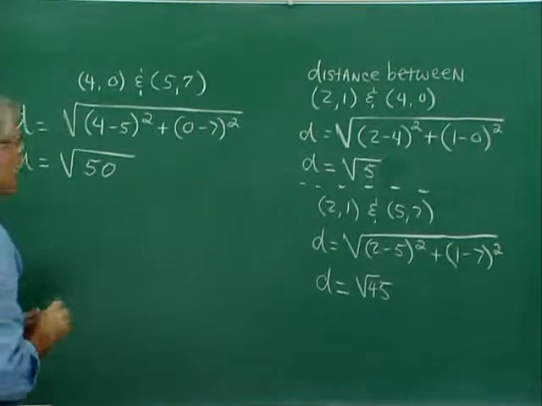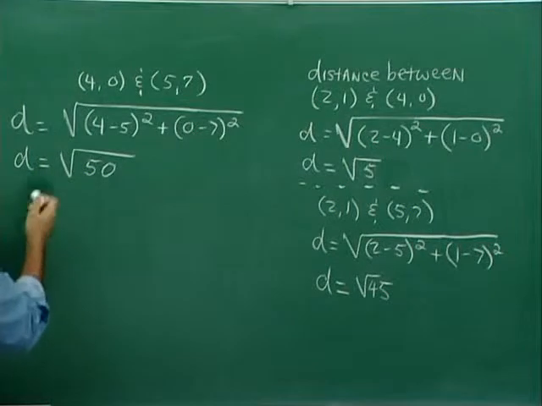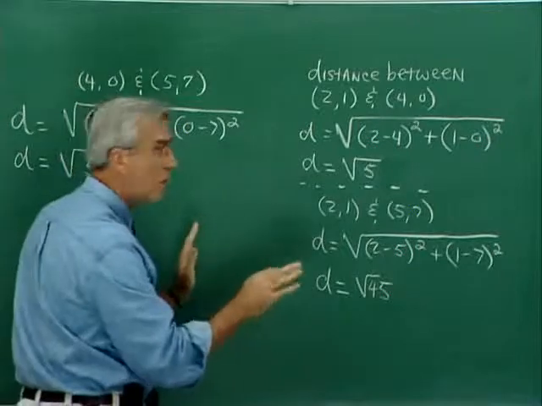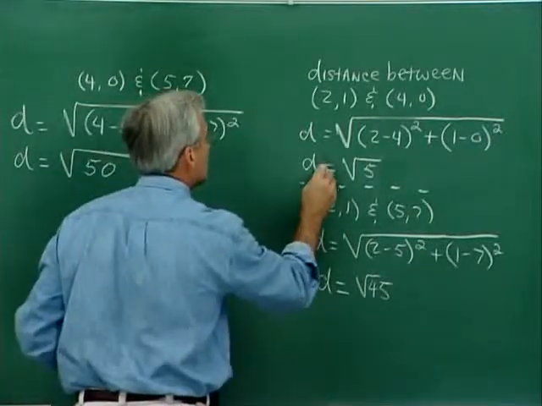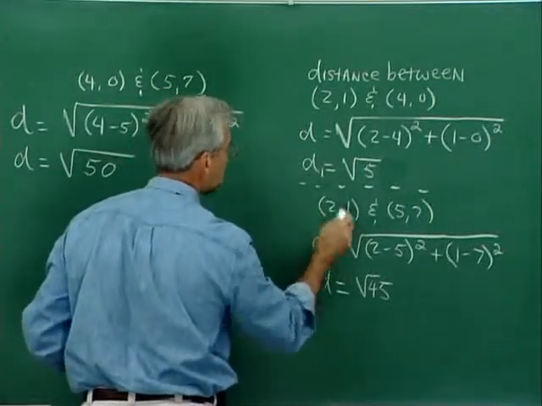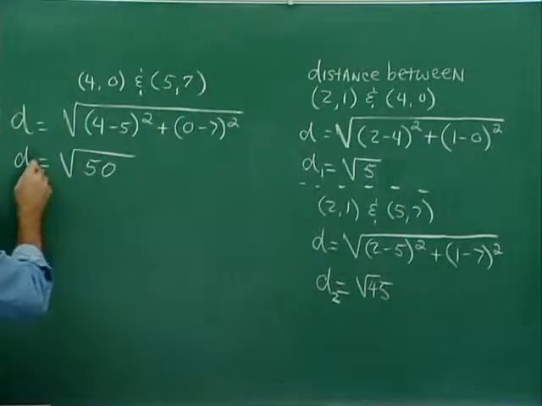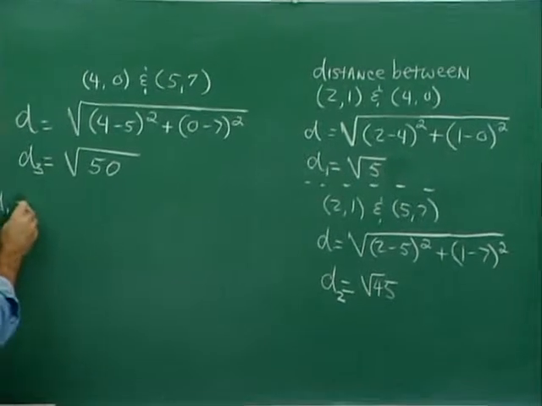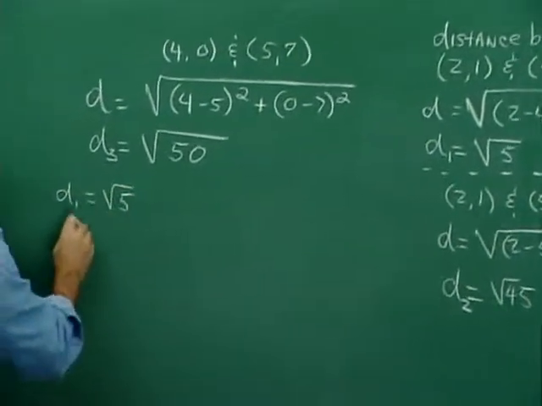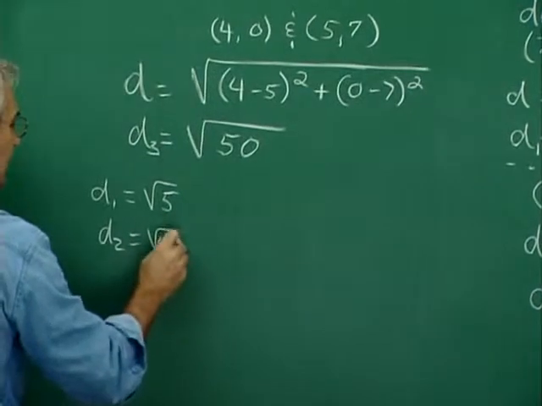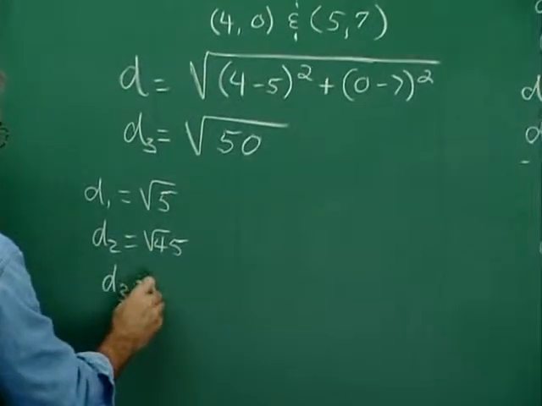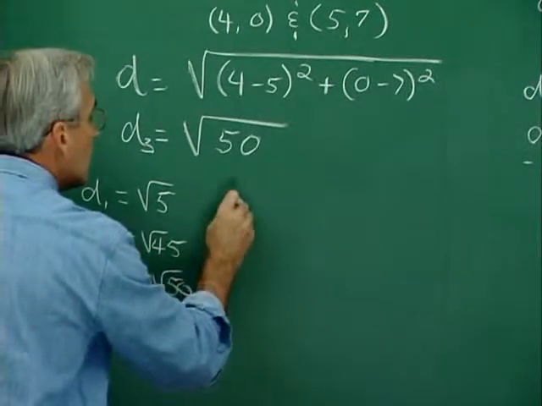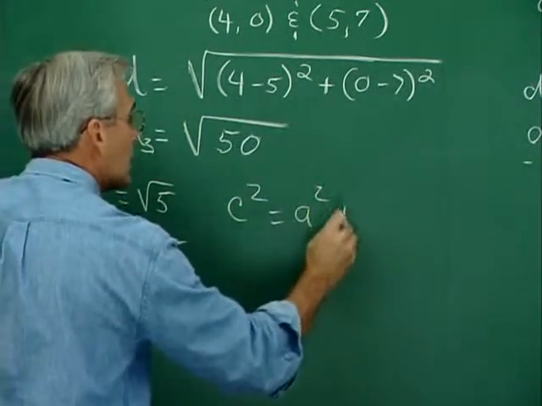Now my three distances are, let's see, I might name these a little bit differently. I have them all labeled as D. That's kind of inappropriate because they're not all the same. So I might call this D1 and D2 and D3. So let me summarize here. D1 was square root of 5, D2 is the square root of 45, and D3 is the square root of 50. Now, is it the case that c squared is a squared plus b squared?